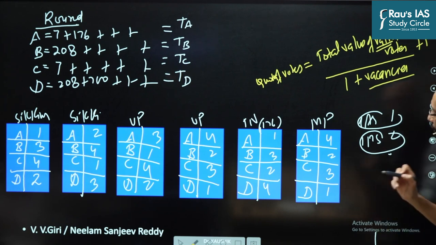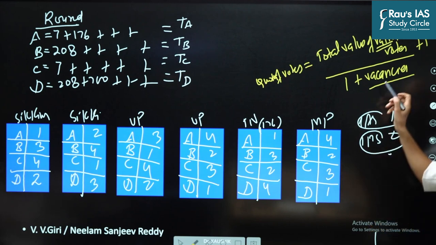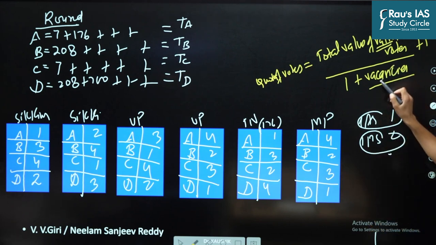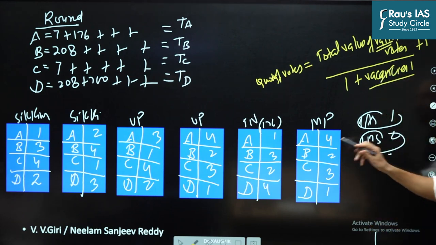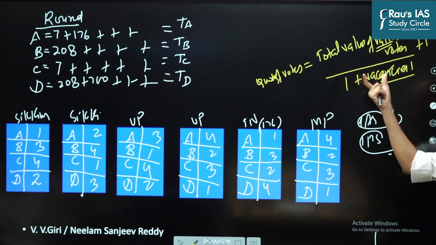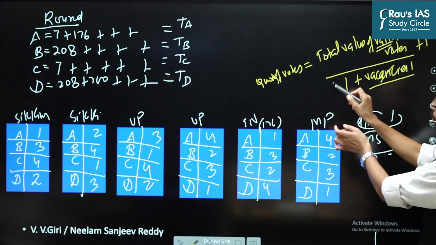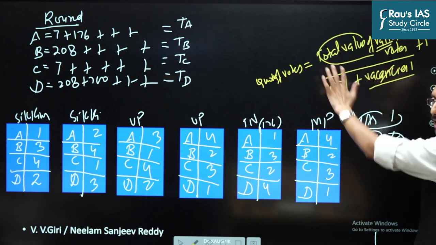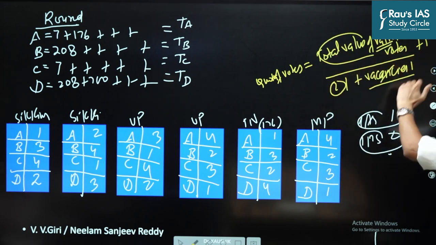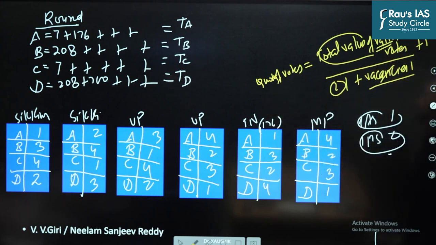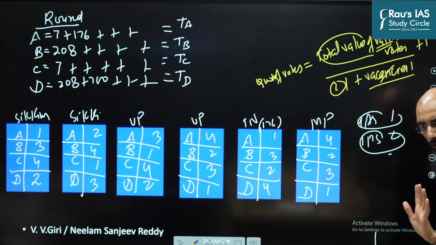Now, in case of President of India, how many are the vacancies? One, only one post, no? One guy, only one vacancy. So I will put here one. So this becomes total value of vote upon 2 plus 1. That means one more than half. This is 2. So total votes ka half ho gaya na? Half of our total votes plus 1 means more than half of the votes. It means to be declared elected, a candidate would need more than half of the total votes.